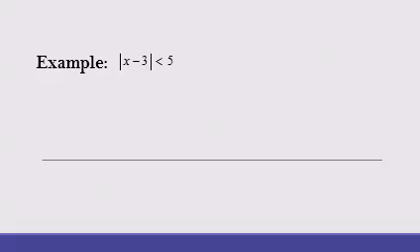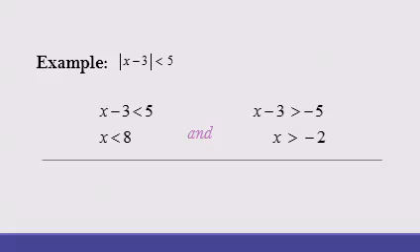Example, absolute of x minus 3 less than 5. How do I solve this? The first time I'm going to take x minus 3 less than 5, and the second time I'm going to solve with x minus 3 greater than minus 5. So x less than 8 and x greater than minus 2. How do I write this? X is between minus 2 and 8.